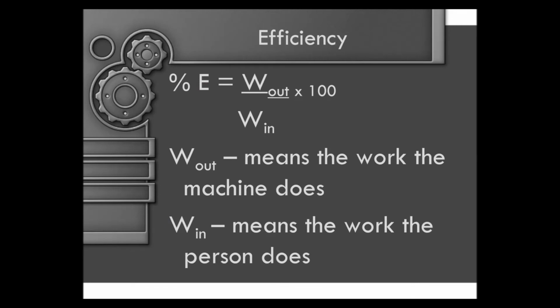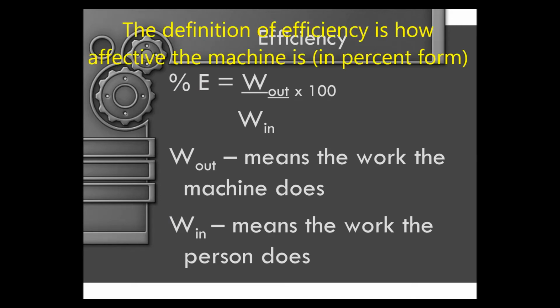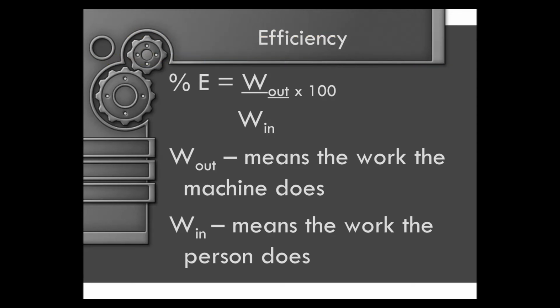Let's talk about efficiency now. So efficiency is going to be work out divided by work in times 100. So work out means how much work the machine does, just like force out. And work in means how much work the person has to do.